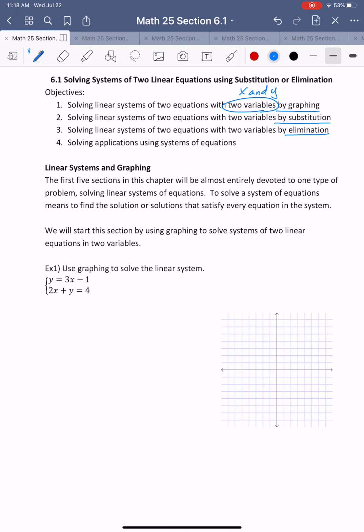The first one is using graphing, then substitution, elimination, and also you can use a matrix, and then you can use the determinant, which is using Cramer's rule. So there are five ways of solving the same problem. We will start this section by using graphing to solve a system of two linear equations in two variables. When they say solve the system by graphing, we are looking for the intersection of the two lines.